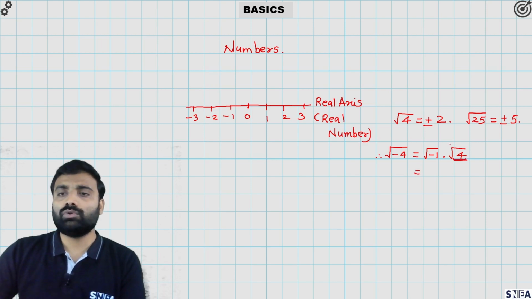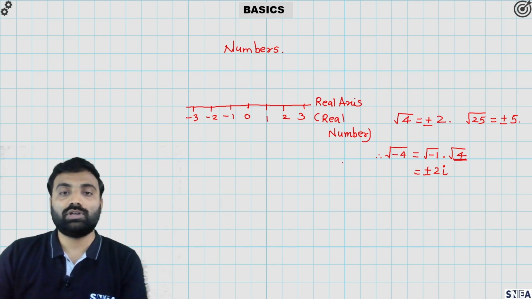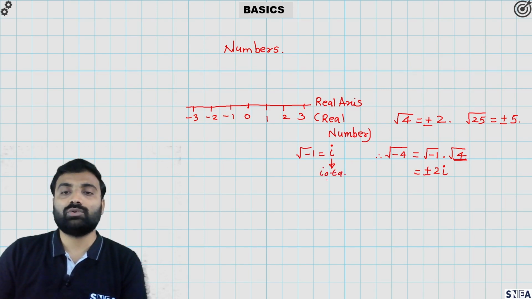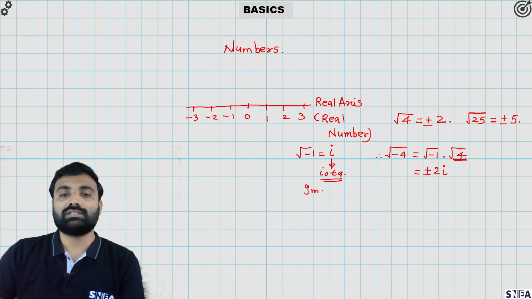What is the answer of √4? ±2. And what is √-1? It is termed as a number, that is i. i is nothing but iota. Means √-1 is denoted by i, whose wording is iota. Okay, so this is nothing but what, students? This is nothing but the imaginary number.